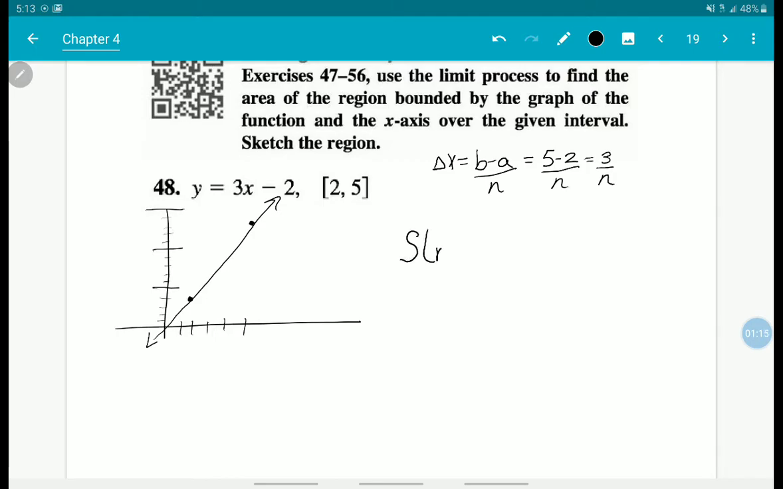So let's use that summation notation. We're going to add a whole bunch of rectangles together. So we're going to go from 1 to n rectangles. In the last example, in the last video, we only added 4 rectangles together. But now we want to add just a whole bunch of them.